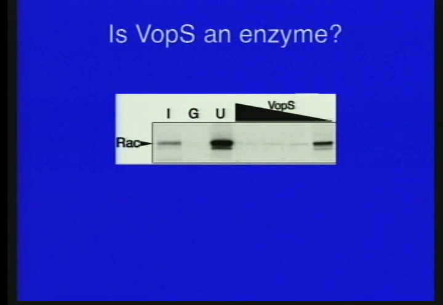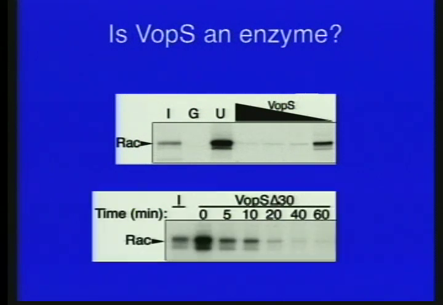And what we observed was if we did the assay for like 15 minutes with a small amount of VopS, we decreased the amount of key that could fit in the lock, right? But this was only for 15 minutes. If it's an enzyme and we do that same reaction for a longer period of time, then the enzyme should turn over the substrate, and eventually we should no longer see that RAC can bind to PAK, or we have a band on a gel. And so we did that assay, and that's exactly what happened.